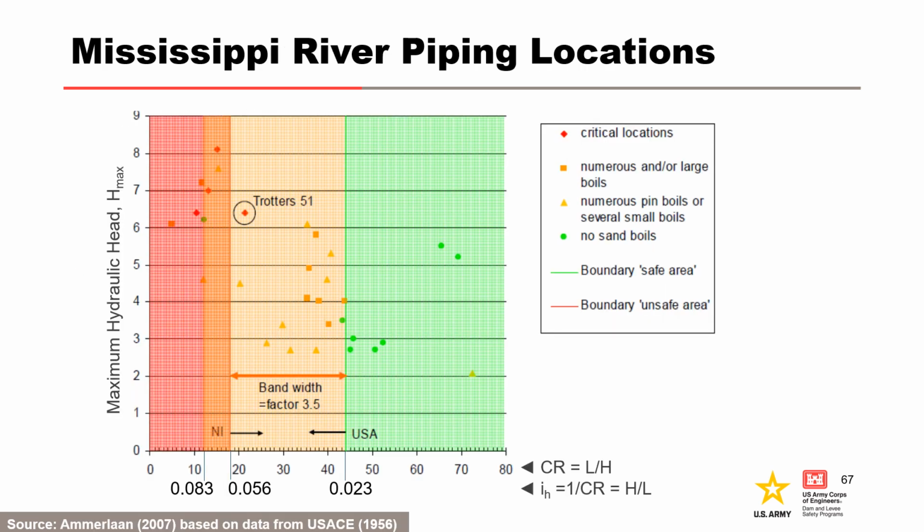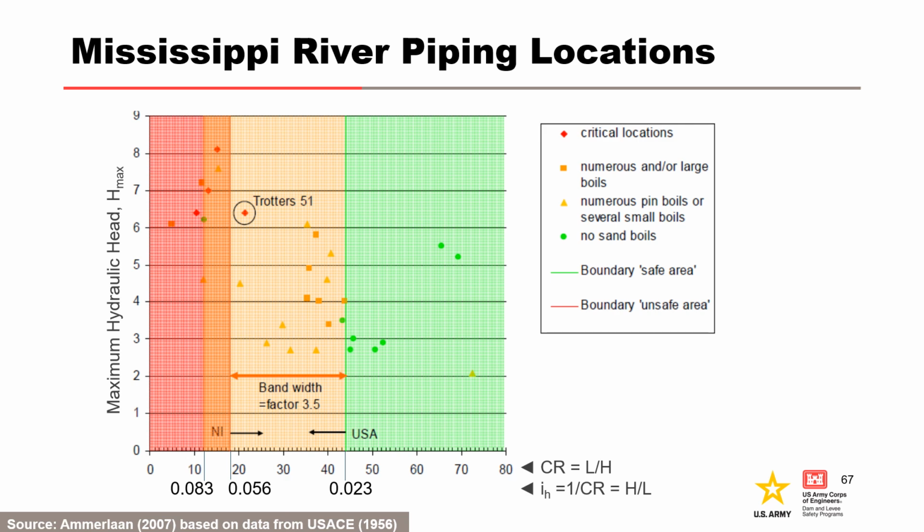This figure shows critical sand boil locations observed in 1937, 1947, and 1950 for levees along the Mississippi River. Numerous sand boils were observed at creep ratios greater than 18, or average gradients less than 0.05. Horizontal gradients as low as 0.02 were estimated. Failure nearly occurred at the Trotter's location.